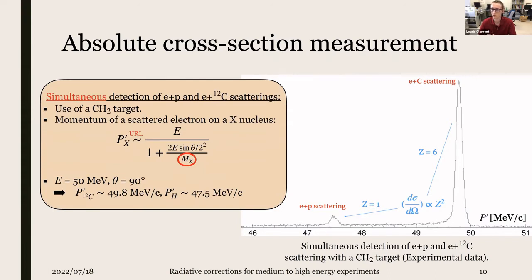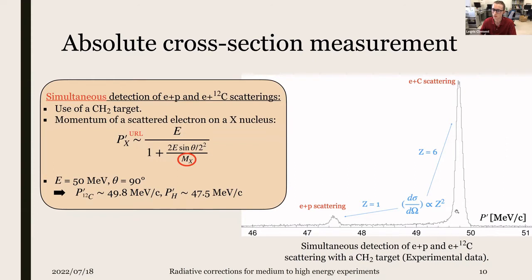Usually, with heavy nuclei, it has a small effect. But in the case of carbon and hydrogen, the mass of carbon is 12 times larger than the mass of hydrogen. So we have a large difference in the momentum of the scattered electron. For example, in a classical case, at 50 MeV and 90 degrees, we have a difference of about 2 MeV. And we can clearly see the difference in the peaks in the experiment.